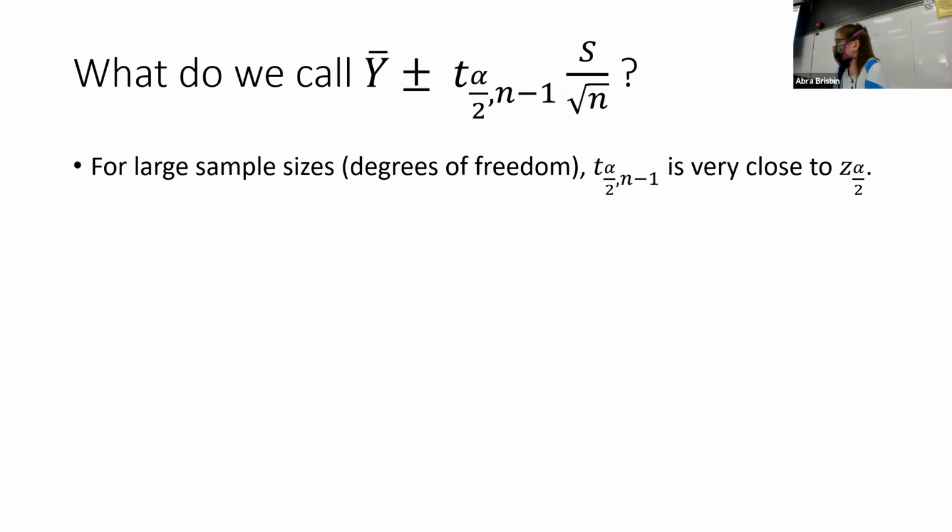So for large sample sizes, so large degrees of freedom, the alpha over 2 quantile value from a t-distribution is going to be very close to the alpha over 2 quantile value from a normal distribution. Because you've seen this in lab, you've compared the standard normal distribution with a t-distribution with different degrees of freedom. And you saw that as the degrees of freedom increases, the t-distribution got closer and closer to a standard normal distribution.